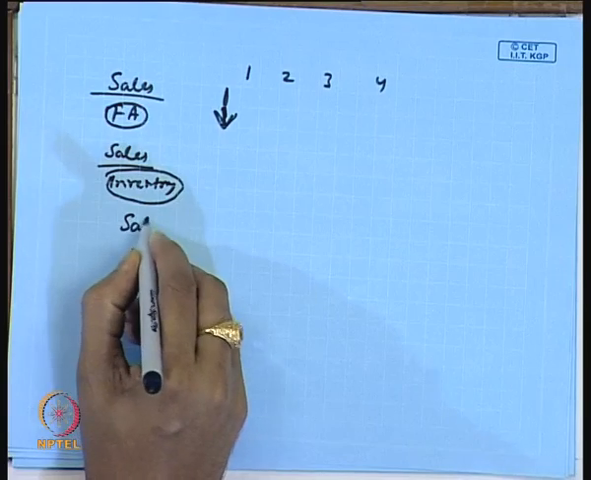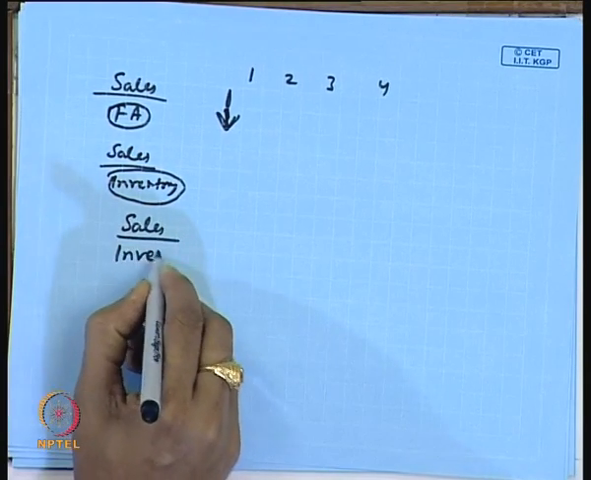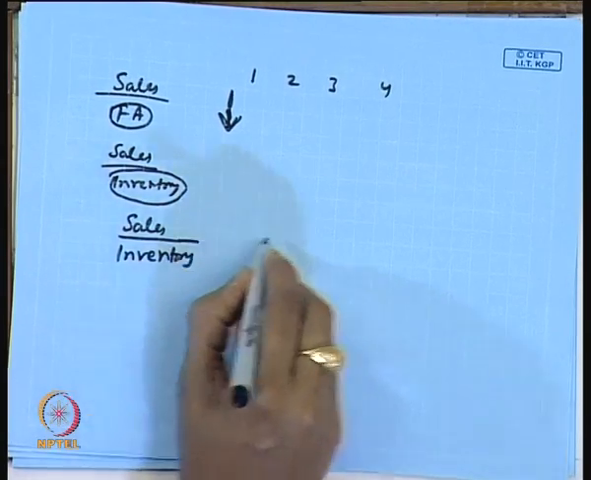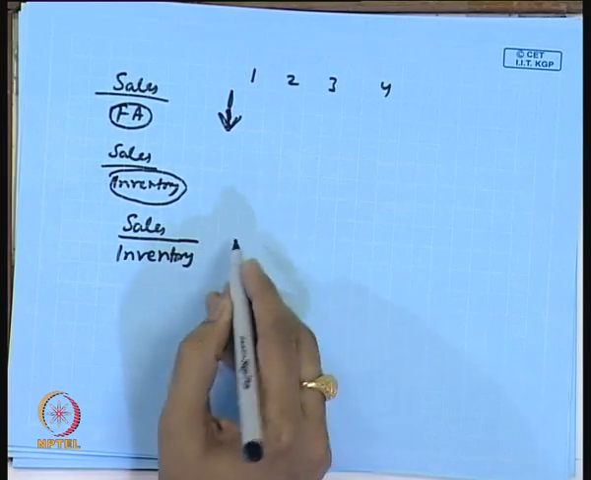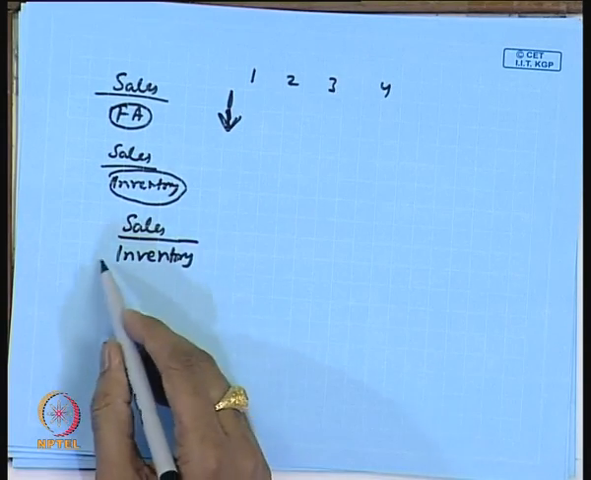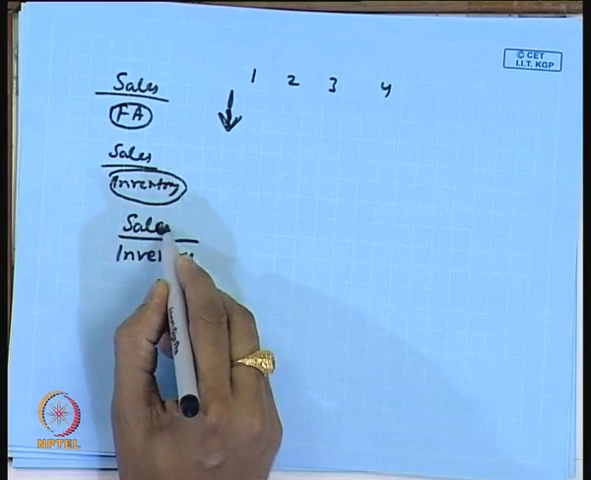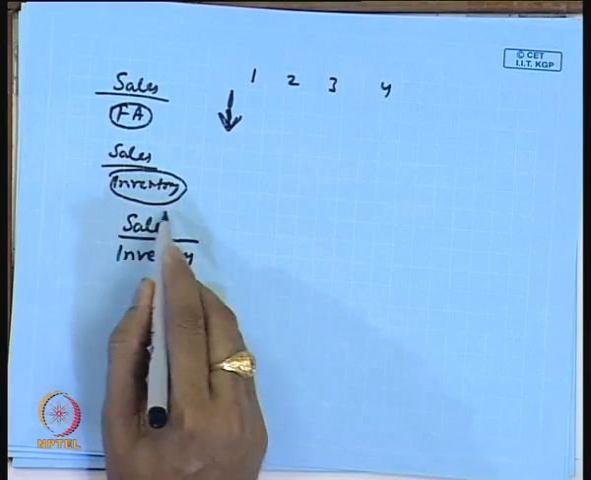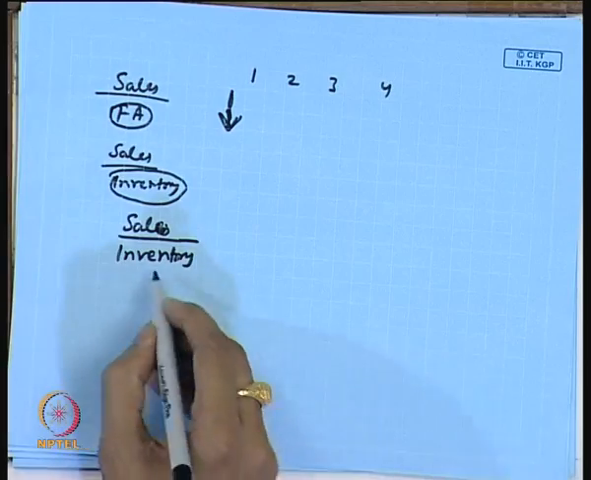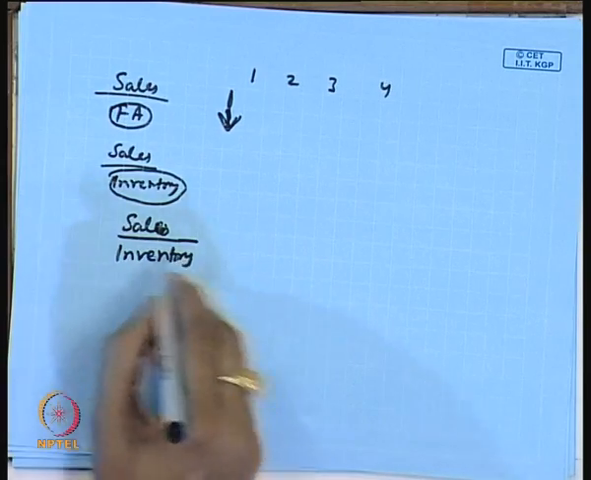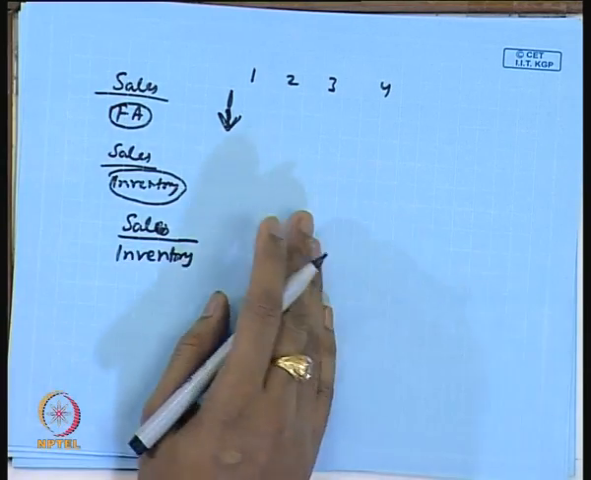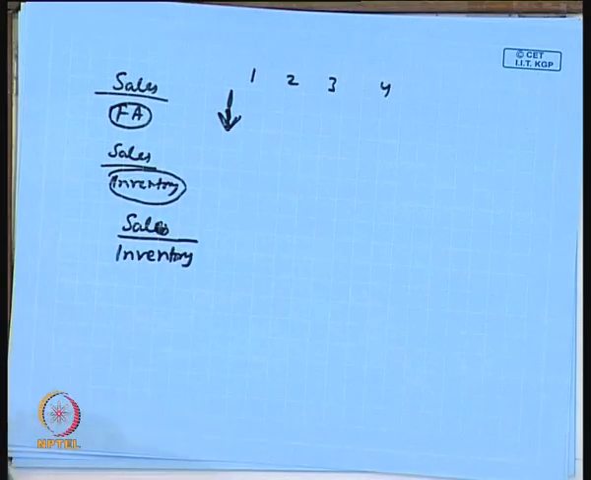Similarly, take sales to inventory, the stock. If this ratio is decreasing, that means they are having higher inventory to meet the sales, or they are having lower sales, or inventory is constant but sales itself is declining. That means the company is not able to convert this inventory into sales in quick succession of time.